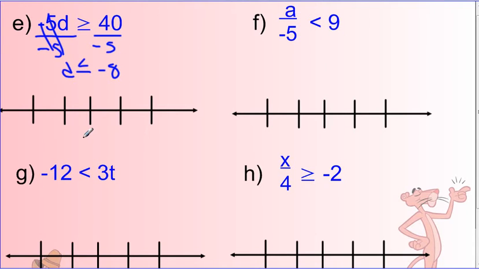Alright, and you got -8, getting bigger, getting bigger, getting smaller, getting smaller. We need a solid dot at -8 because we have the or equal to line. So solid dot at -8, shaded to the left.